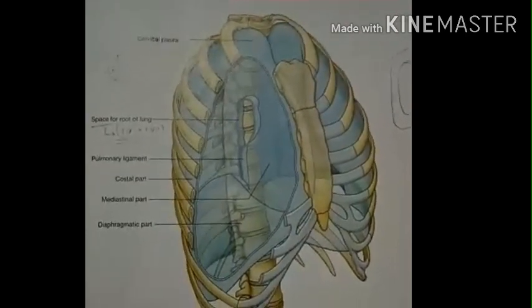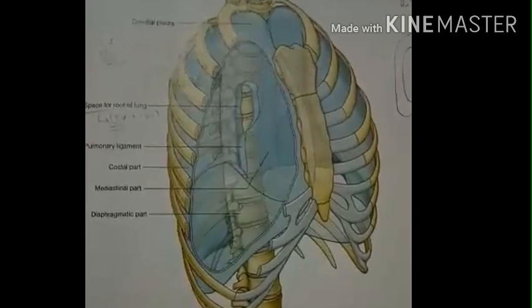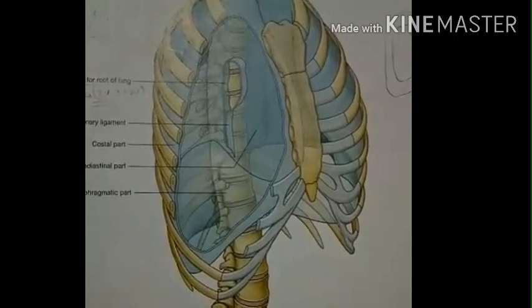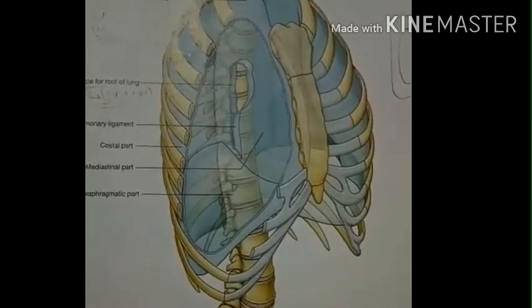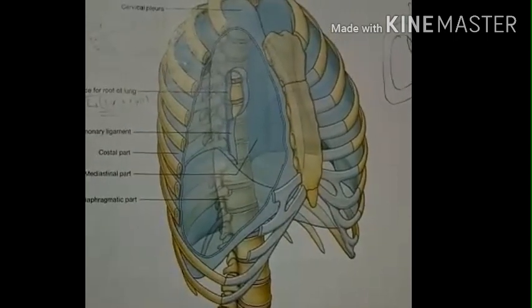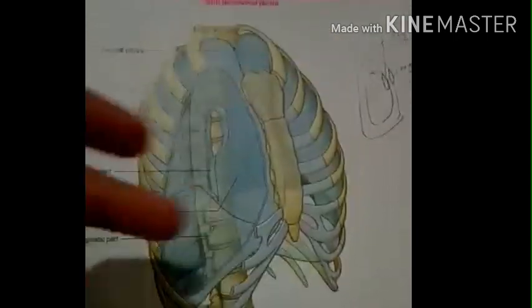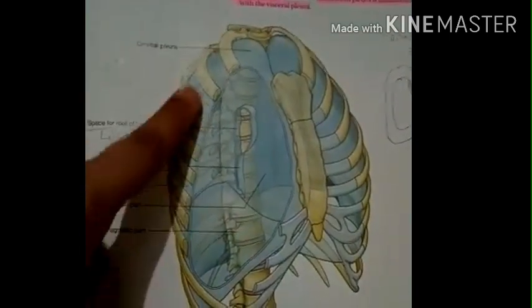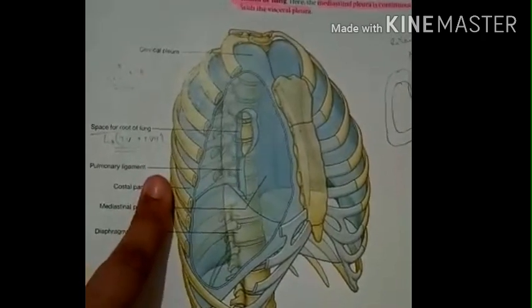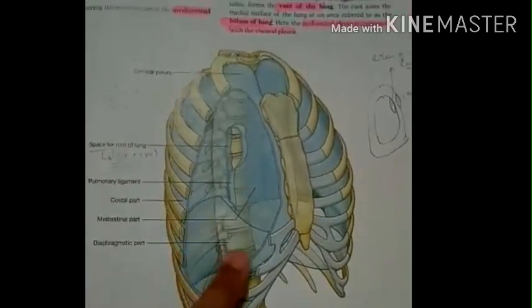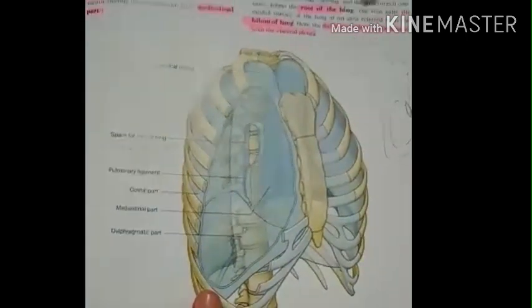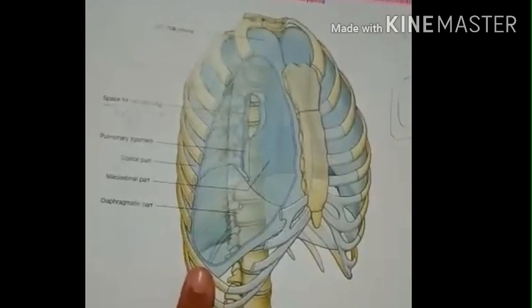Now we will talk about the parietal pleura. The parietal pleura contains four parts, and the names of the parts are according to the location. The pleura which lines the intercostal spaces anteriorly is known as the costal pleura. The pleura which faces the diaphragm, that is here inferiorly, is known as the diaphragmatic pleura or diaphragmatic part.